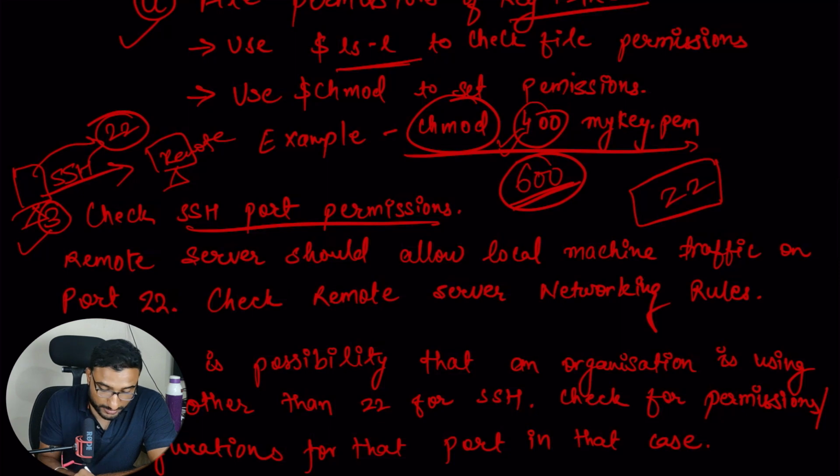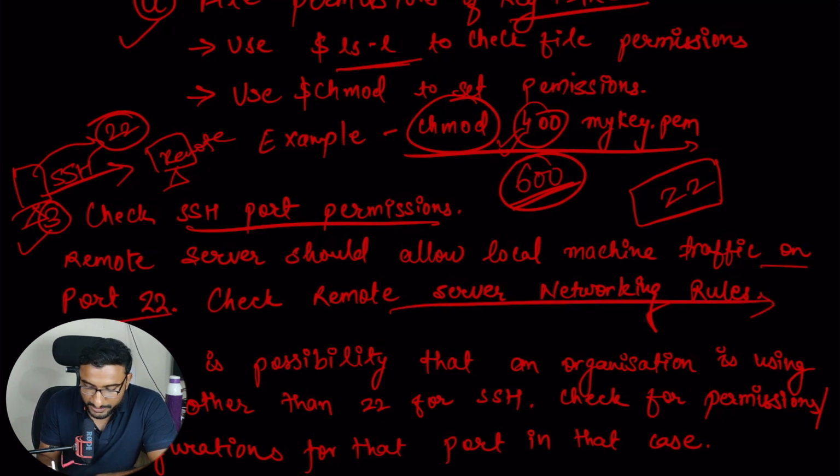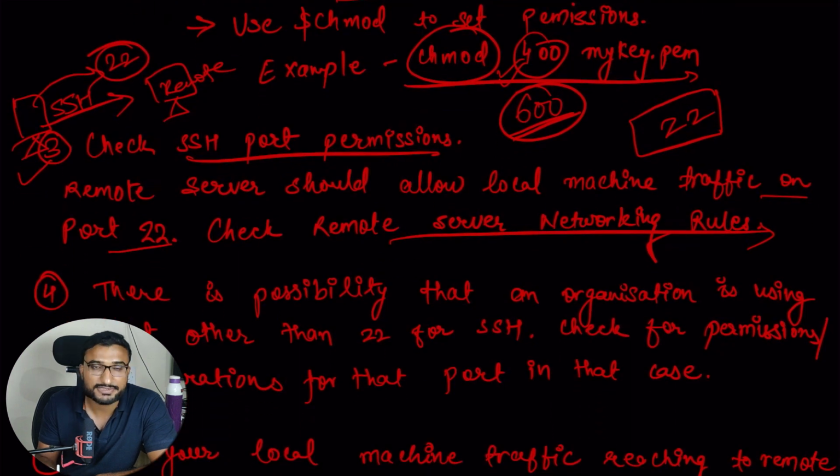As we said, the remote server should allow local machine traffic on port 22. Check the remote server networking rules. You have to validate in the networking rules that your local machine traffic is allowed on that particular remote host for port number 22.